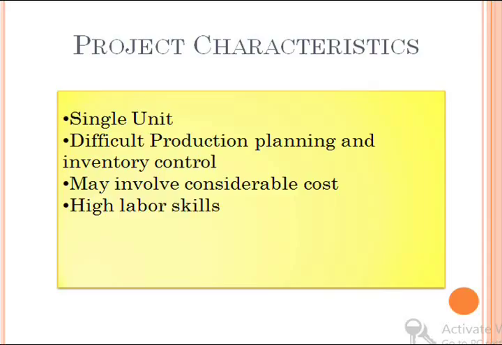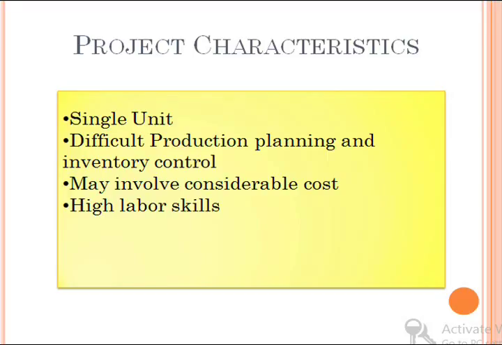Project characteristics: single unit, difficult production planning and inventory control, may involve considerable cost, high labor skills. Single unit: projects may involve a single unit of one organization or may cross organizational boundaries. Difficult production planning and inventory control: in project management, production planning utilizes the resource allocation of activities of employees, materials, and production capacity in order to serve different customers. So it is a hard task, while inventory control is the activity of checking a shop stock.